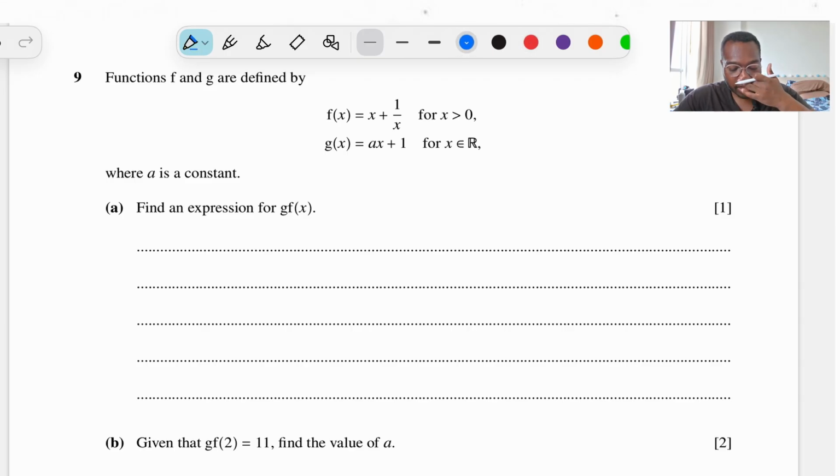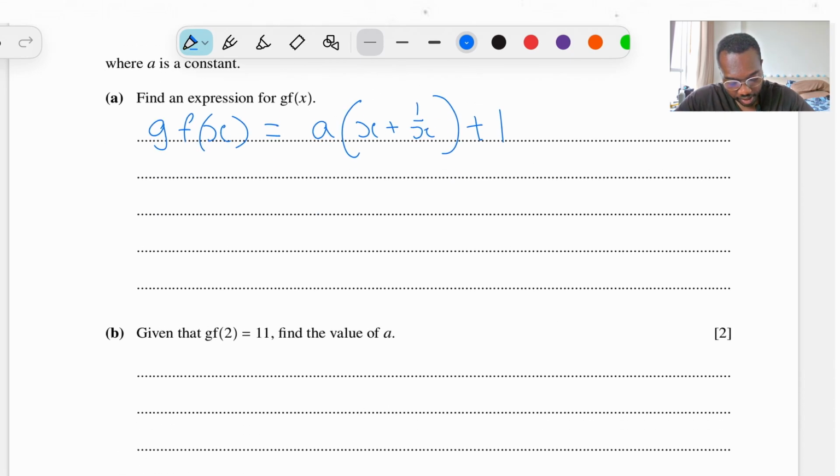Okay, so this one we have f of x and we have g of x. We need to find an expression for g of f of x. So g of f of x is simply just going to put the whole f of x into g of x. That'll just be a times (x + 1/x) plus 1. And yeah, we are done with that question.